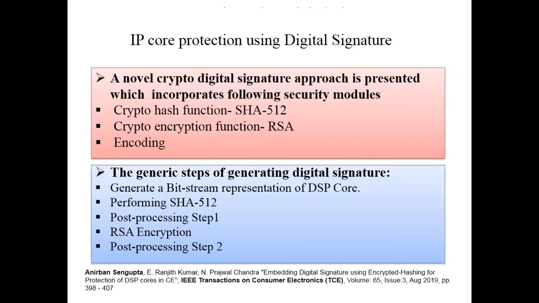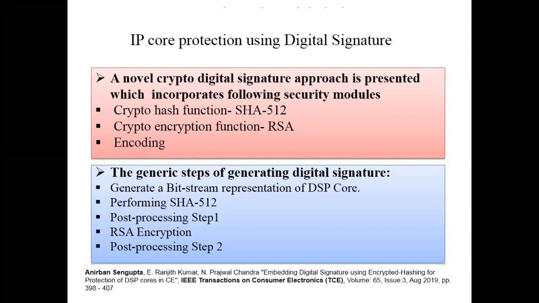So, IP core protection using digital signature. The way is to use a crypto digital signature approach, which uses the crypto hash function SHA-512 and the crypto encryption function RSA, and then use it in conjunction with the encoding algorithm. So what are the generic steps?